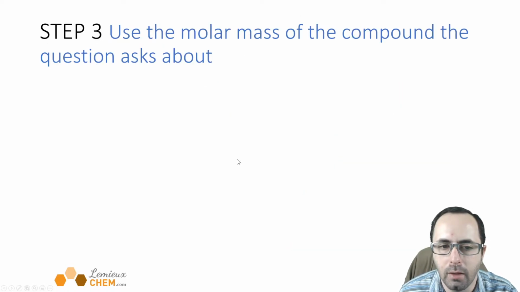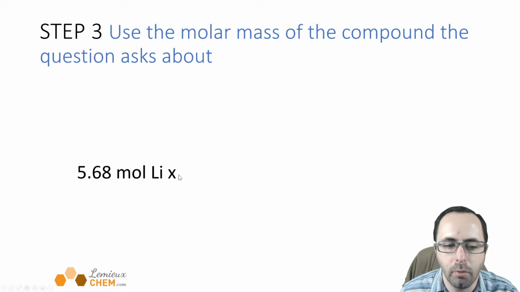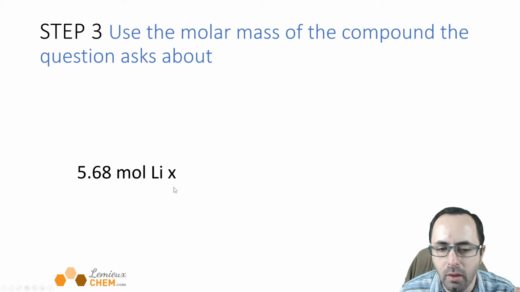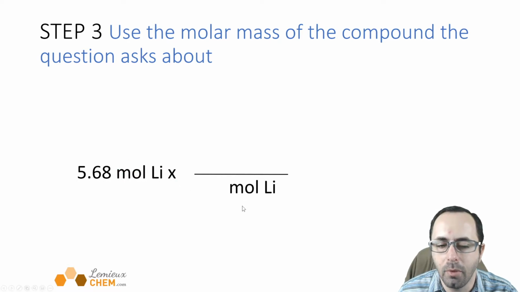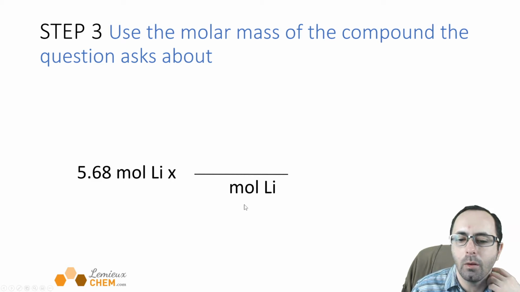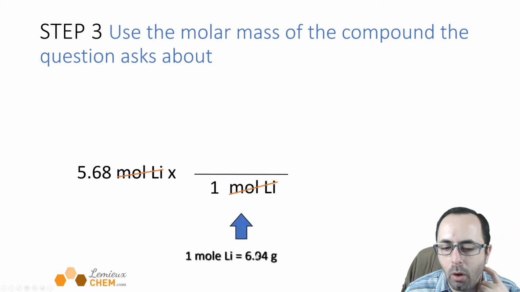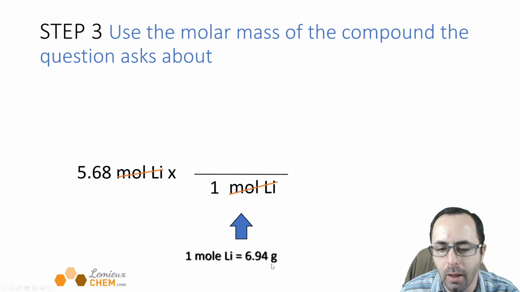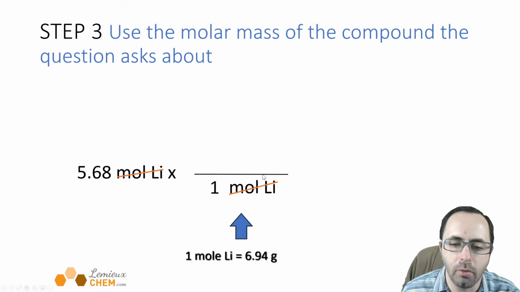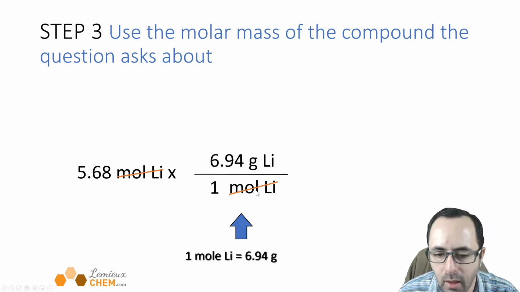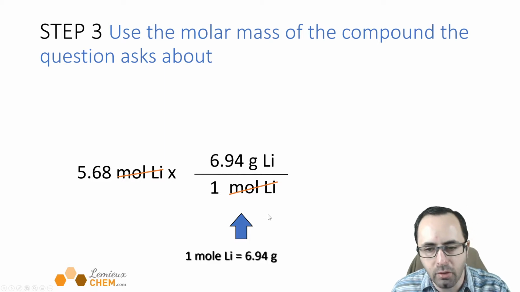Okay. So finally, we're going to write from the last slide. Before we had 5.68 moles of lithium. You know what's going to go down here? Better be the same as right here, right? Mole of lithium. And what we determined was that 1 mole of lithium was 6.94 grams. We got that from the periodic table. So we put 6.94 grams of lithium up here. And now we're going to have grams of lithium. That's what the question asked for.